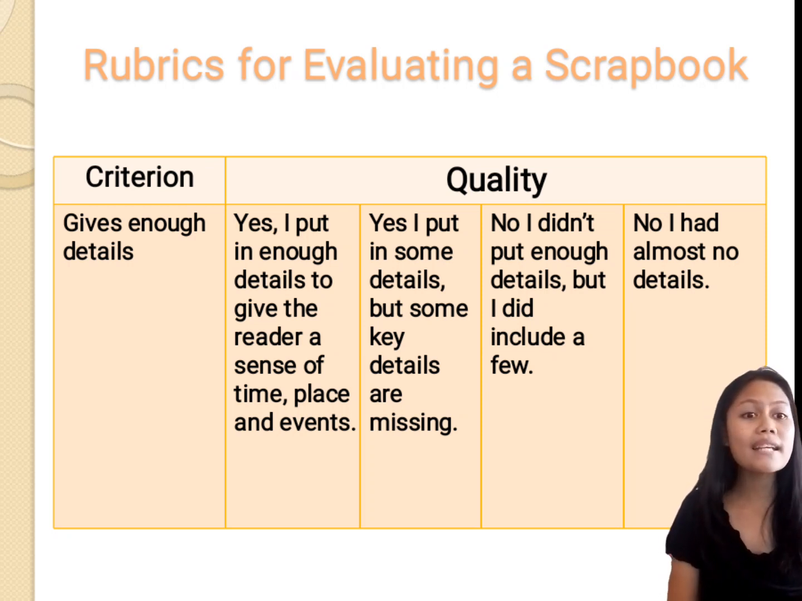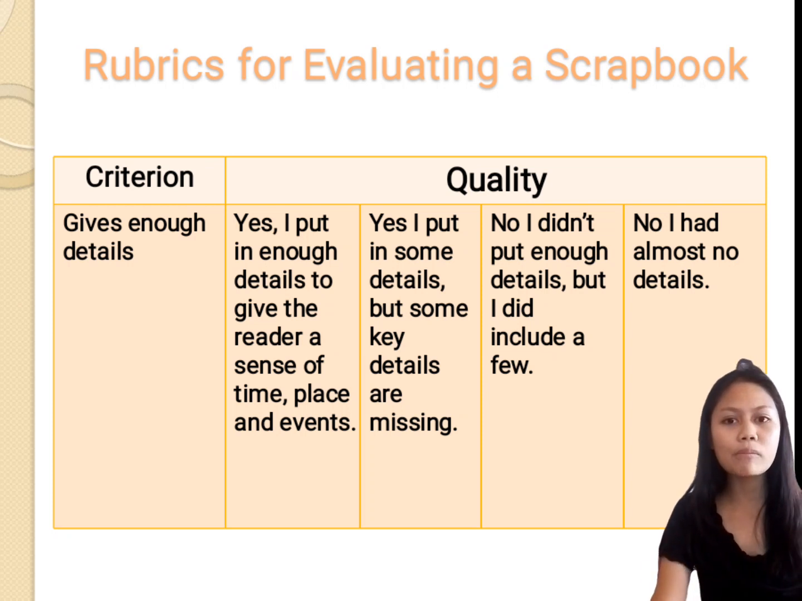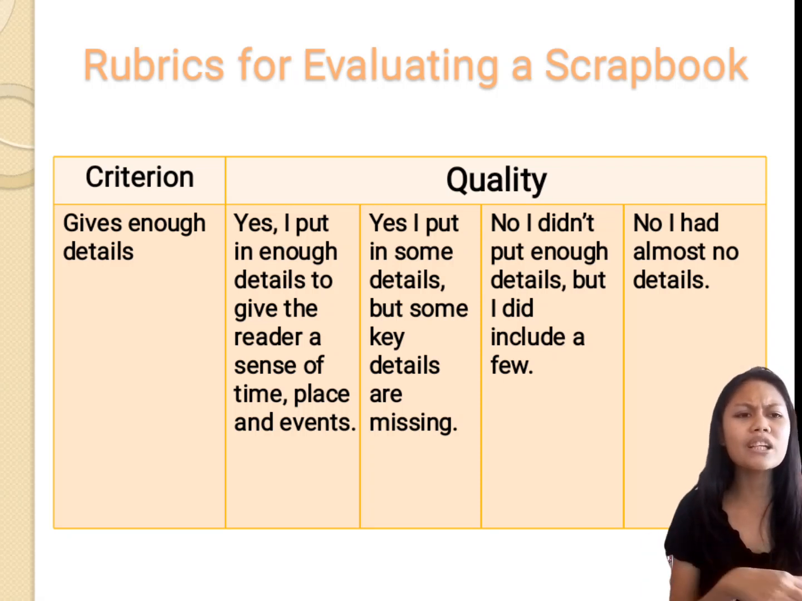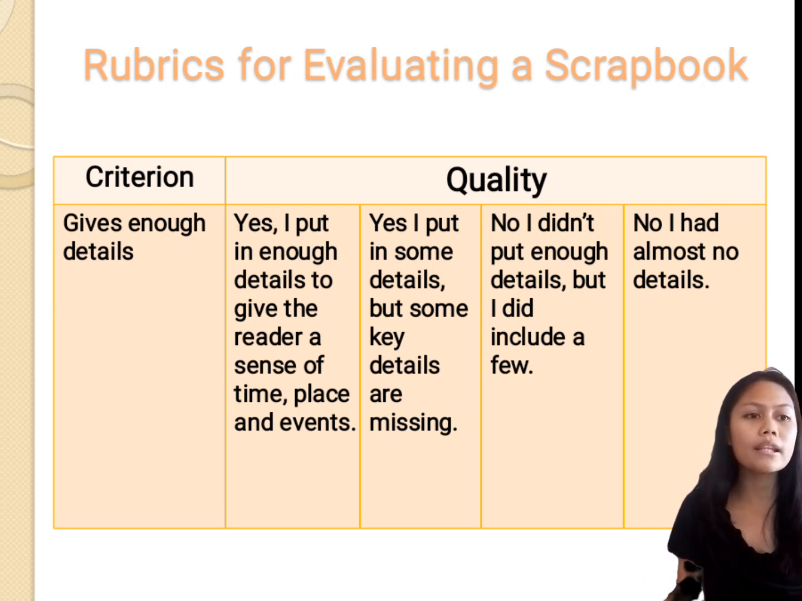The first one: yes, I put in enough details to give the reader a sense of time, place, and events. This is the perfect grade that a student can get, when they have given the exact details that the teacher is looking for. The second one: yes, I put in some details but some key details are missing. This one is lacking in details and needs to improve. The third one: no, I didn't put in enough details but I did include a few.